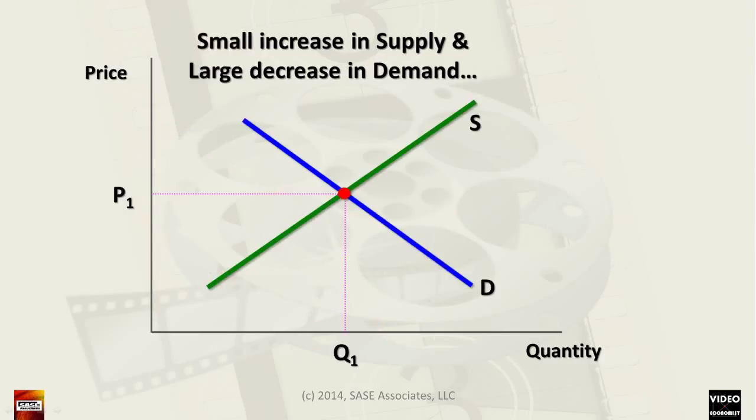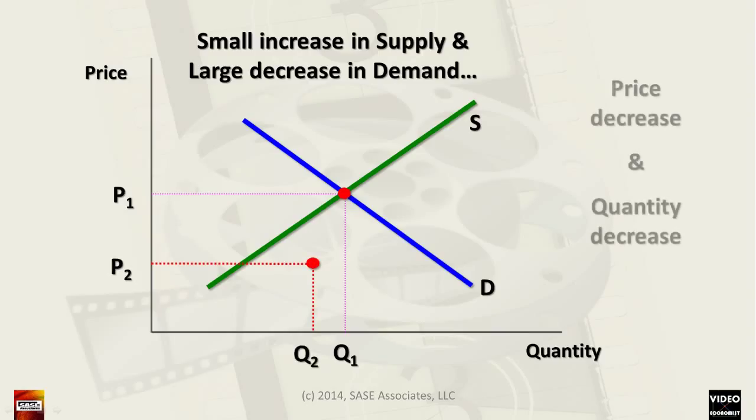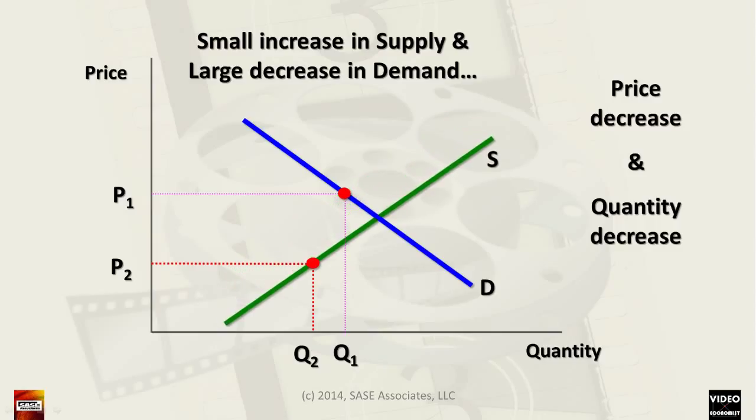In the third example, in which supply increases and demand decreases, we consider a small increase in supply against a large decrease in demand. Some producers are entering the market while the cost of raw material is falling. This leads to a small increase in supply downward and to the right. Therefore, we expect a small decrease in price accompanied by a small increase in quantity.